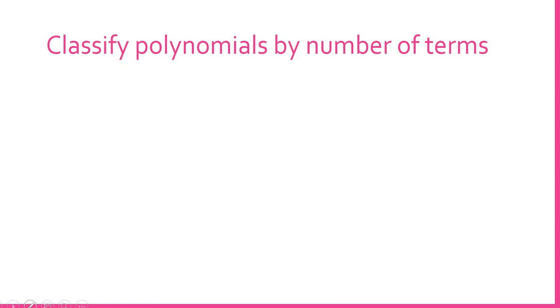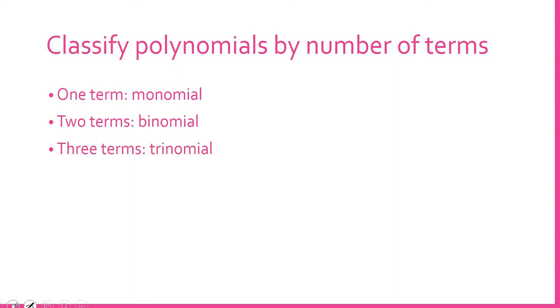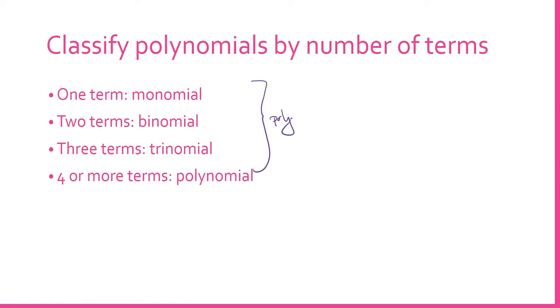Classifying polynomials by number of terms. I've talked about that a little bit. If we have one term, it's a monomial. 2 terms is a binomial; bi means 2. 3 terms is a trinomial. Anything after that, 4 or more terms, we just call by the general term polynomial.